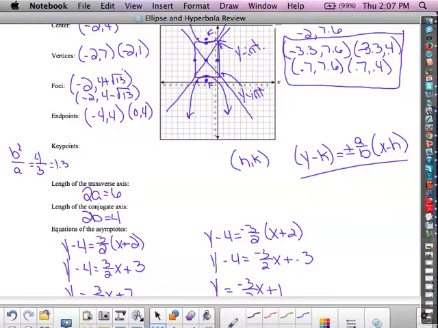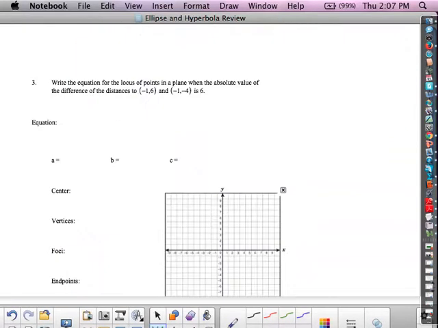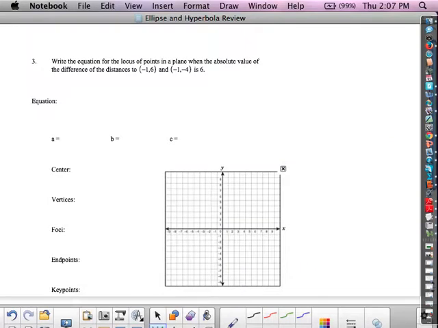I'm going to skip back to, let's see, let's do the next one. Number 3 is another hyperbola. This time, it says write the equation for the locus of points in the plane where the absolute value of the difference of the distances between minus 1, 6, which is here, and minus 1, minus 4, here, is 6. Clearly that distance is more than 6, so you need to find the midpoint of that segment.